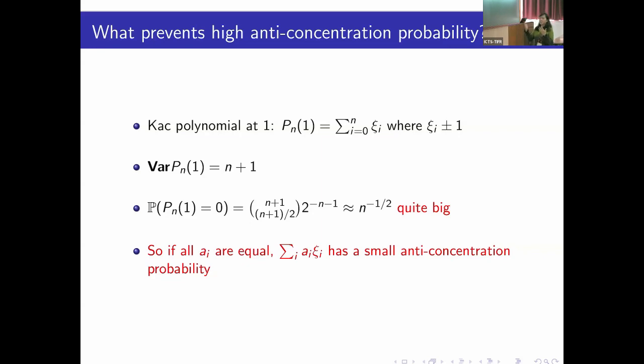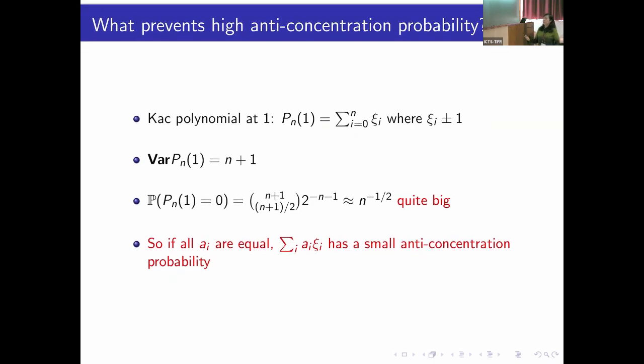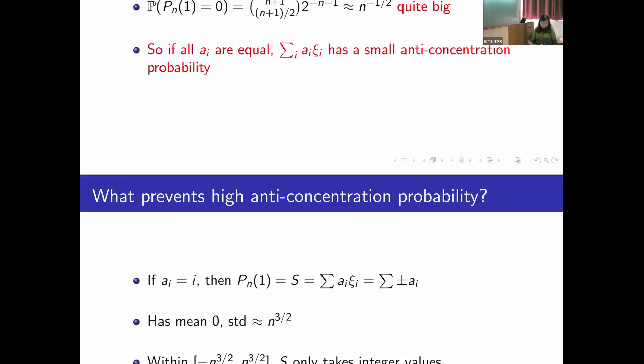Now that is too big for our purpose. We would want to have something like n to the negative 100, for instance. So that is too big, and this is a bad case for anti-concentration. And where did that come from? That is bad because here all of the coefficients attached to the C_i's are 1. So we see that when they're all equal, we have a small anti-concentration probability, which is not what we want yet.